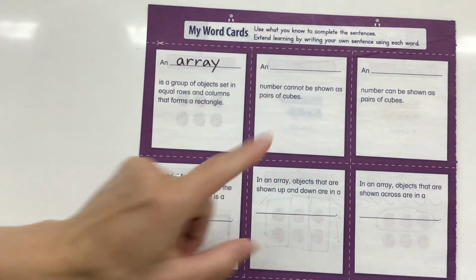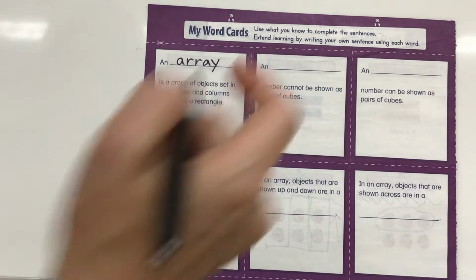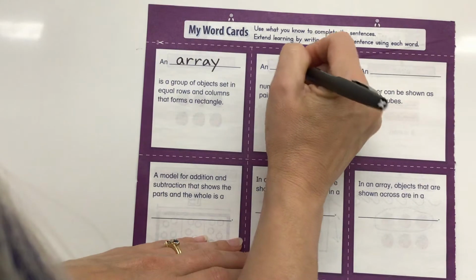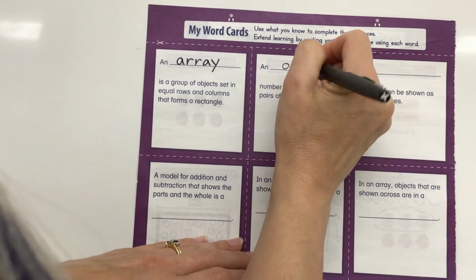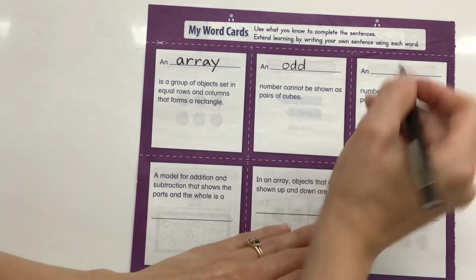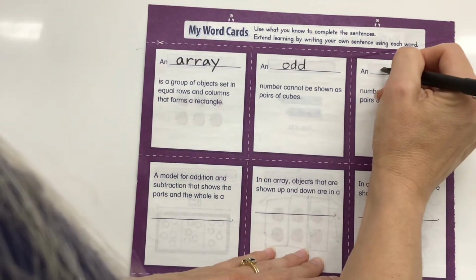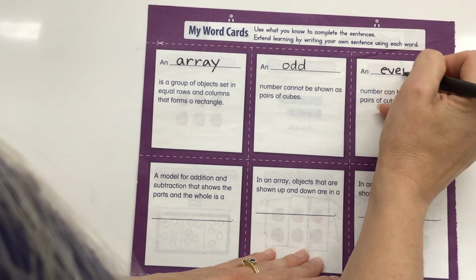Okay? A blank number cannot be shown as pairs of cubes. This is going to be an odd. Okay, they don't go in pairs. They can't be in pairs. Only pairs can be even. A blank number can be shown as pairs of cubes. That's going to be an even number.